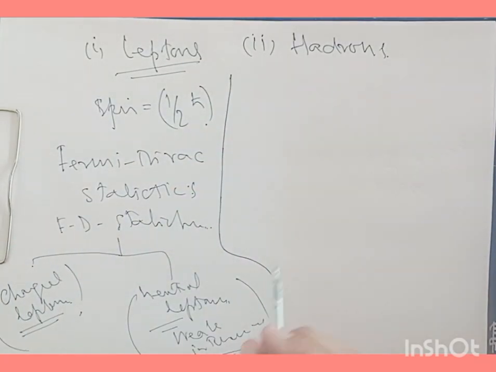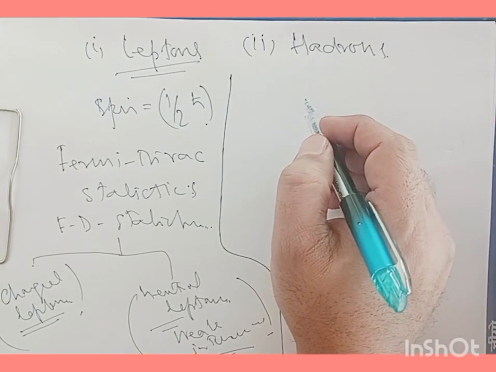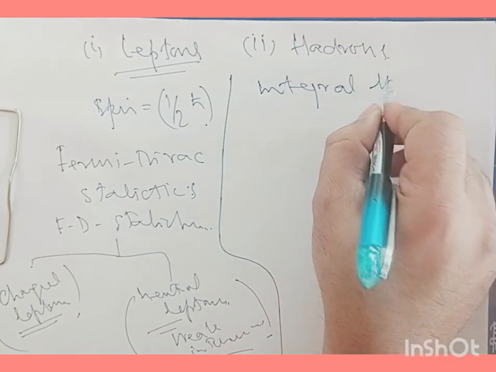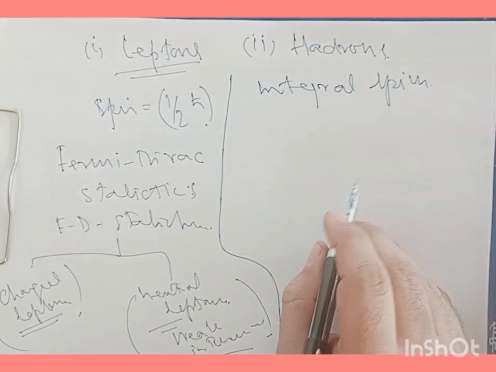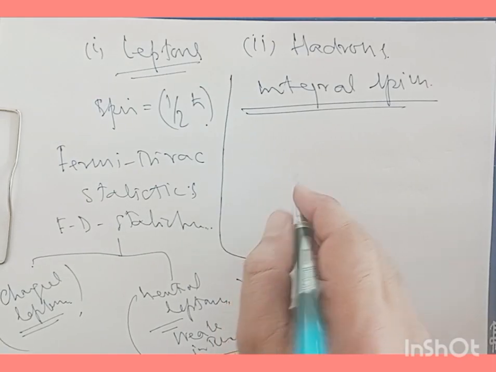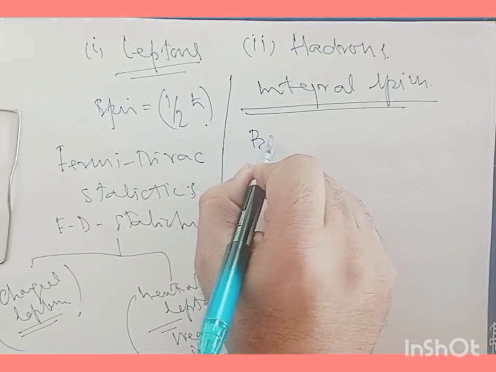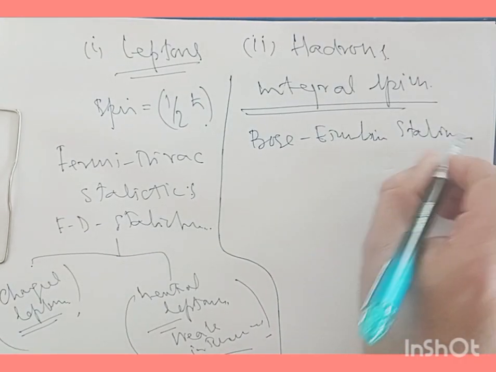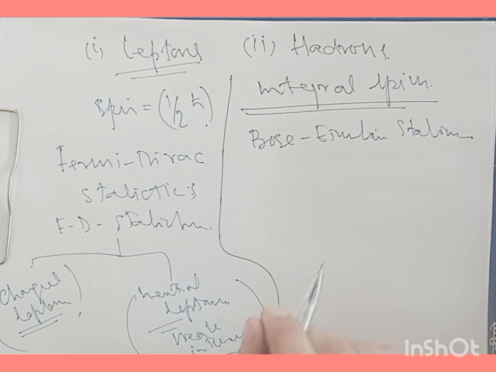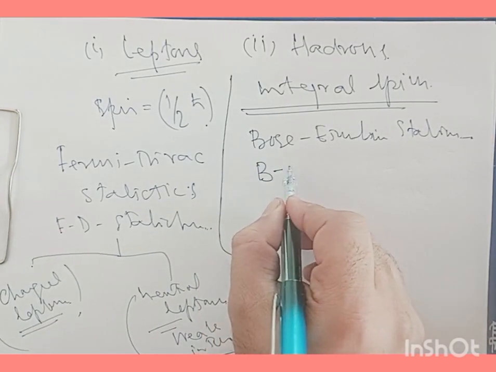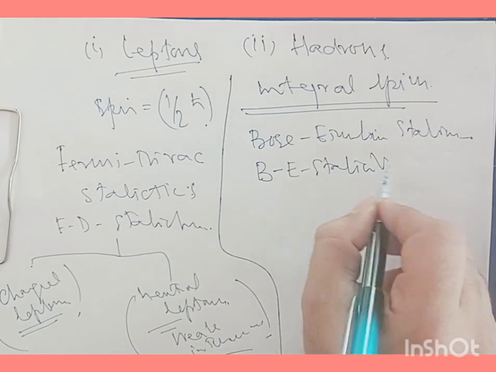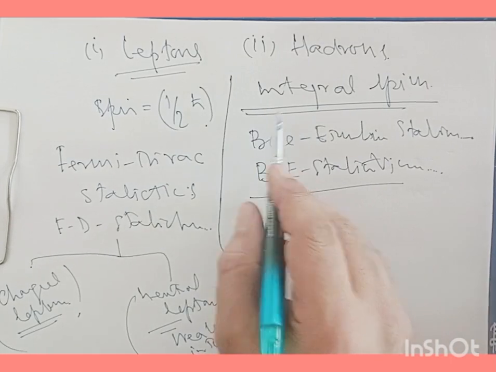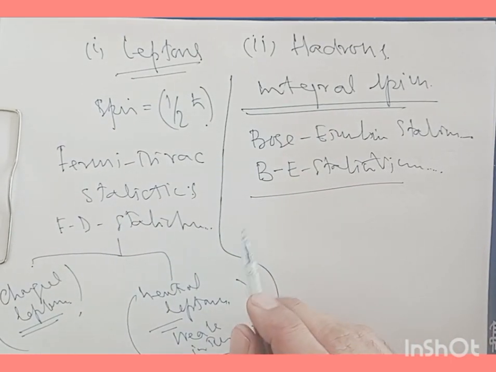Now, talking about hadrons, hadrons are elementary particles that have integral spin. And if they have integral spin, certainly they obey Bose-Einstein statistics. This Bose-Einstein statistics is symbolized as BE statistics. So that's why we may also call these hadrons bosons, because they have integral spin.